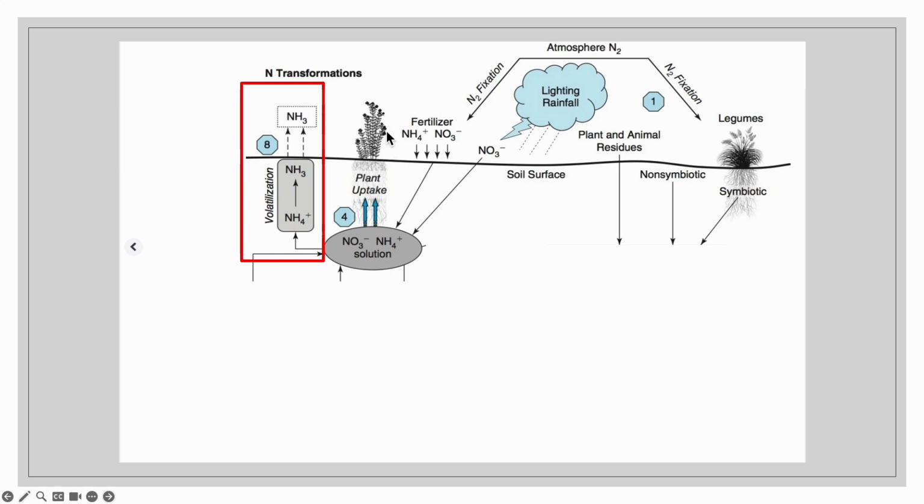So if you apply 100 pounds and the conditions are prime for this ammonia volatilization, then you could lose 30% of that. So you paid for 100, but your plants only got 70. And then once they only got that 70, there are going to be these other transformations that need to happen as well.